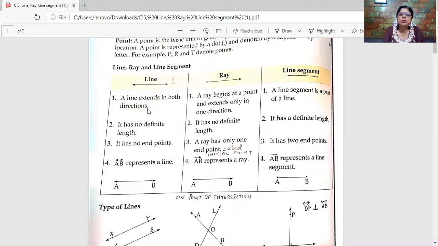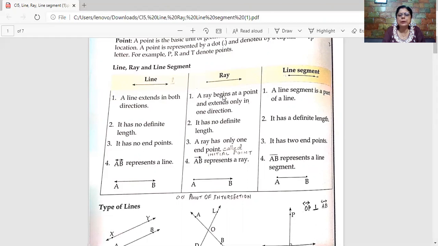Now what is the definition of a line? How can you define a line? A line is a set of points very close to each other along a straight path. A line extends in both directions, and since it extends in both directions, we draw the arrows, and so it has no definite length. That means we cannot measure a line, and it has no endpoints. You can keep on extending on both the directions.